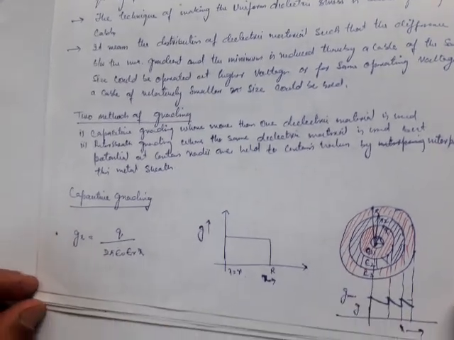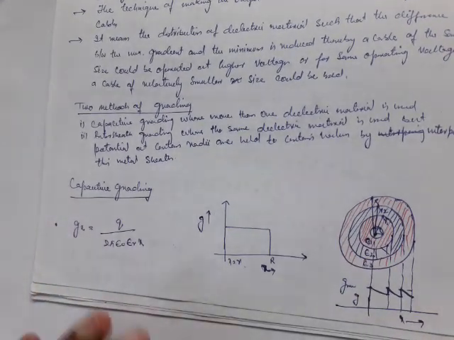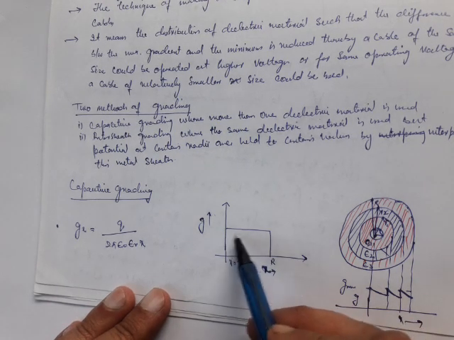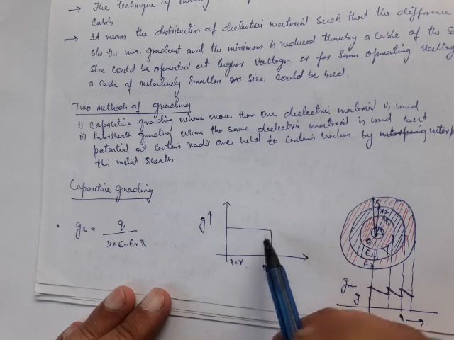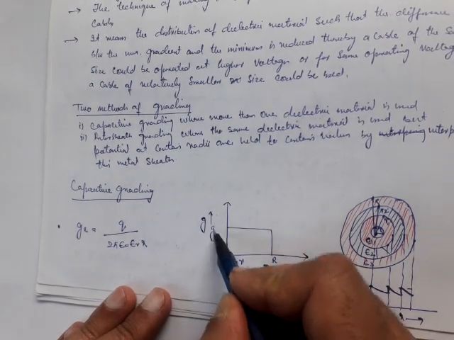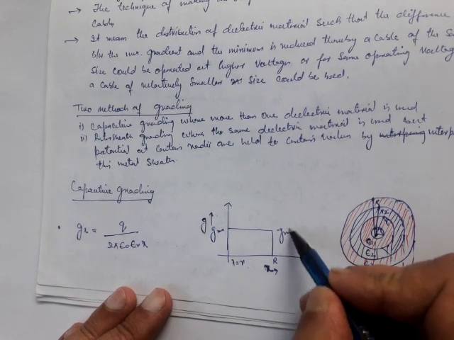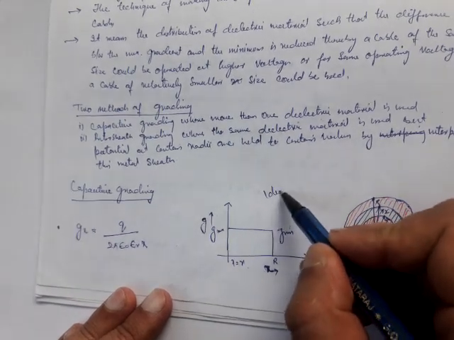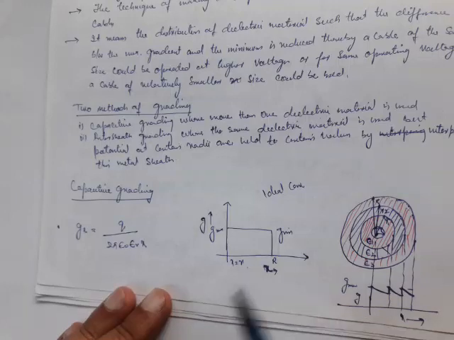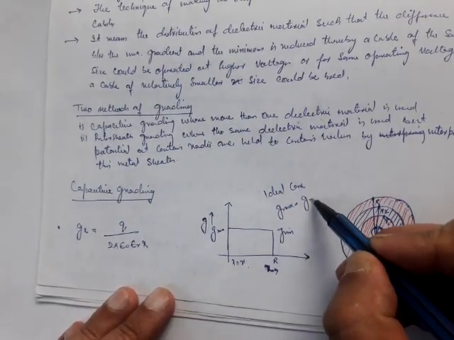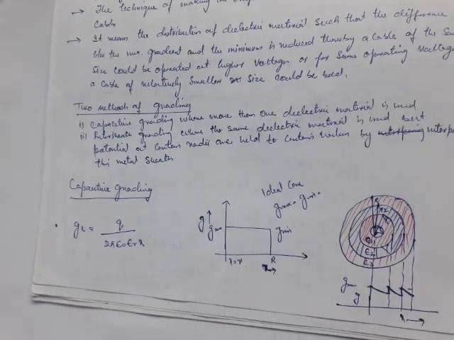What does this mean? Our motive is to make the potential distribution uniform throughout the dielectric. So it looks like this. This is G max and this is G min. This is actually an ideal case where you will see that G max is equal to G min, and throughout this dielectric its value will be the same.